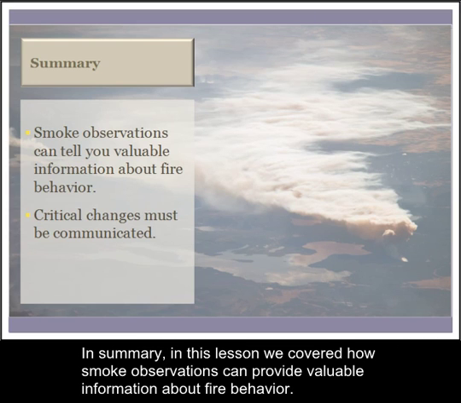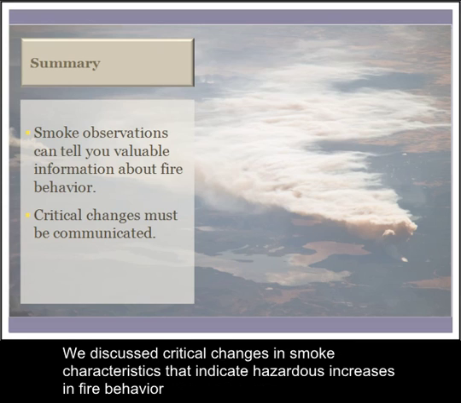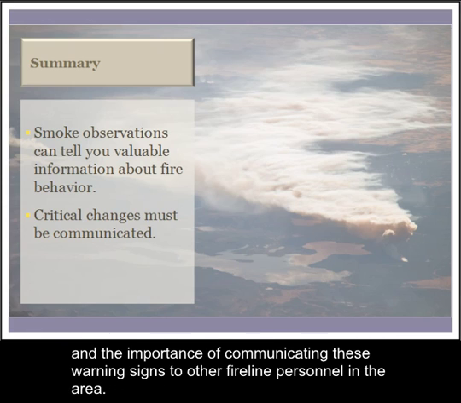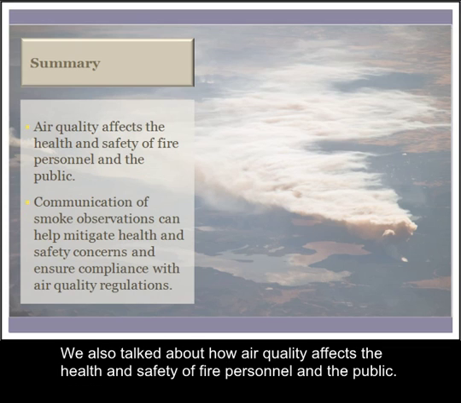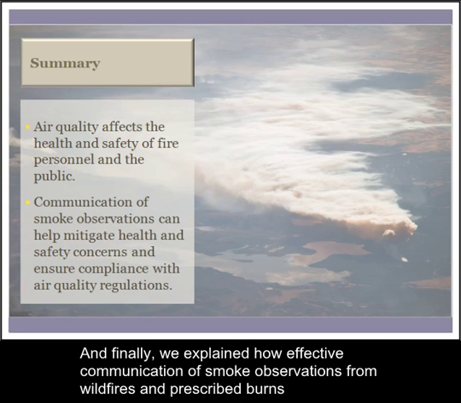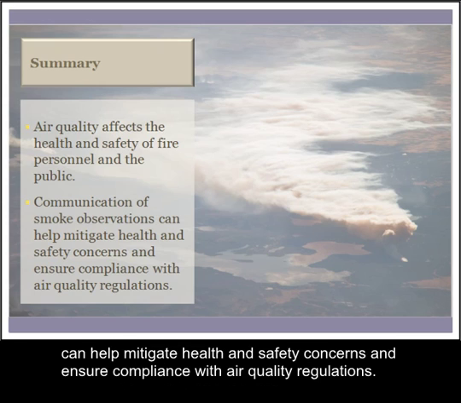In summary, in this lesson we covered how smoke observations can provide valuable information about fire behavior. We discussed critical changes in smoke characteristics that indicate hazardous increases in fire behavior, and the importance of communicating these warning signs to other fireline personnel in the area. We also talked about how air quality affects the health and safety of fire personnel and the public. And finally, we explained how effective communication of smoke observations from wildfires and prescribed burns can help mitigate health and safety concerns and ensure compliance with air quality regulations.